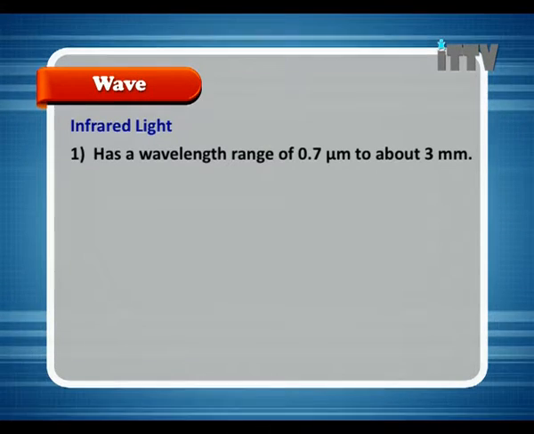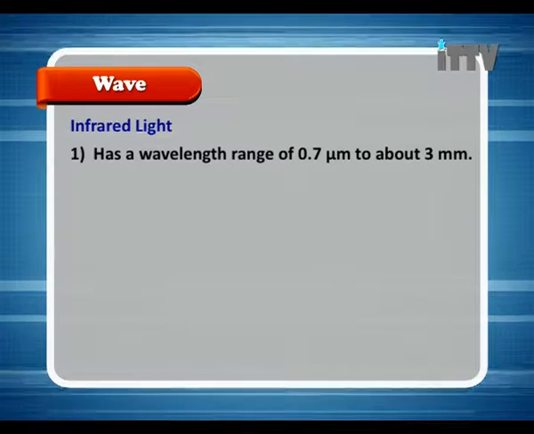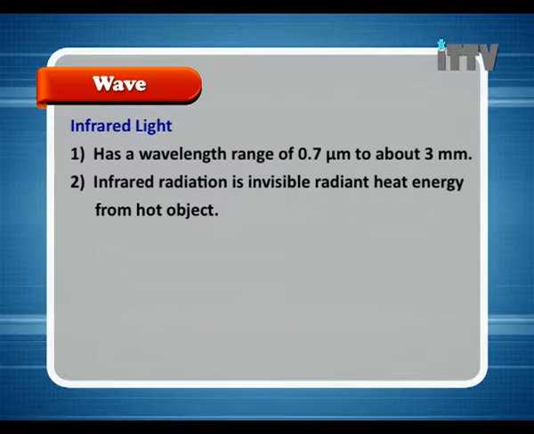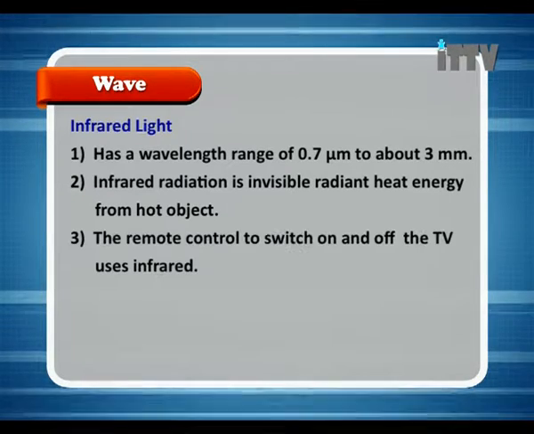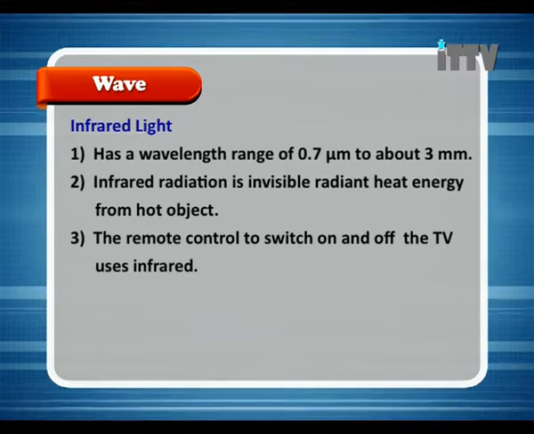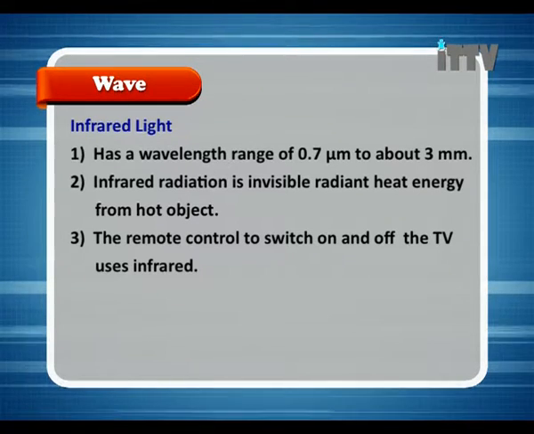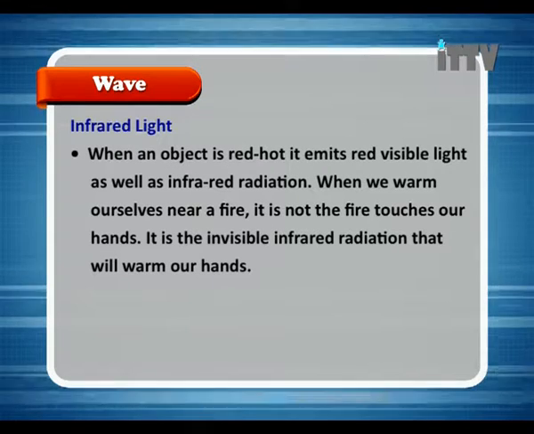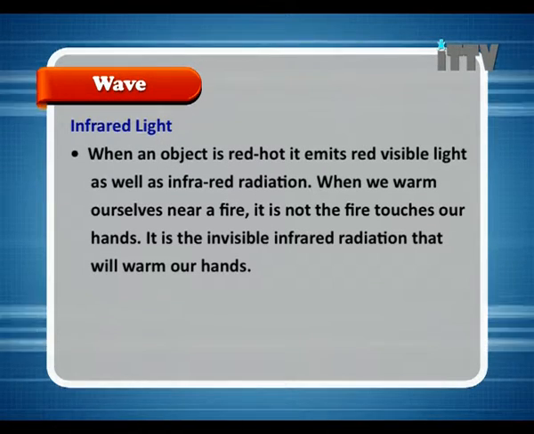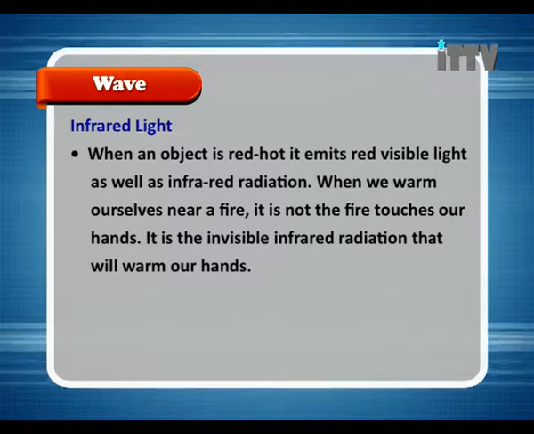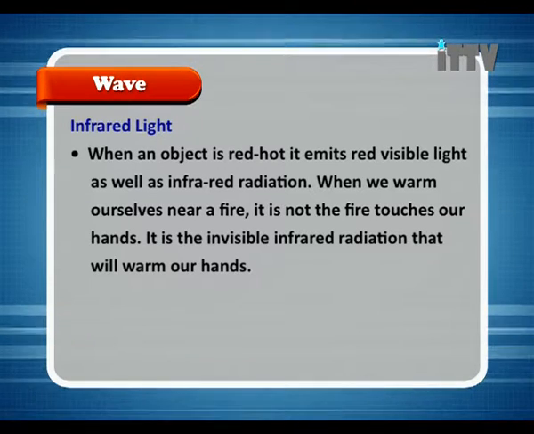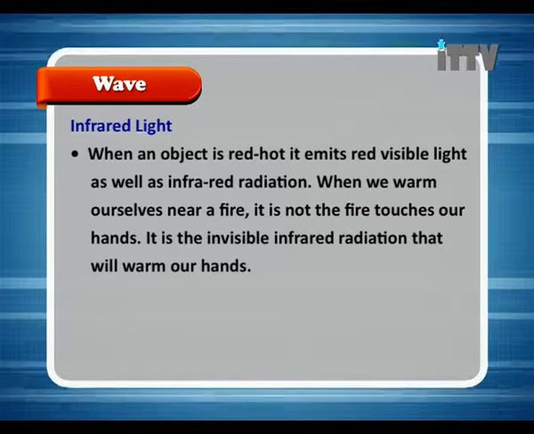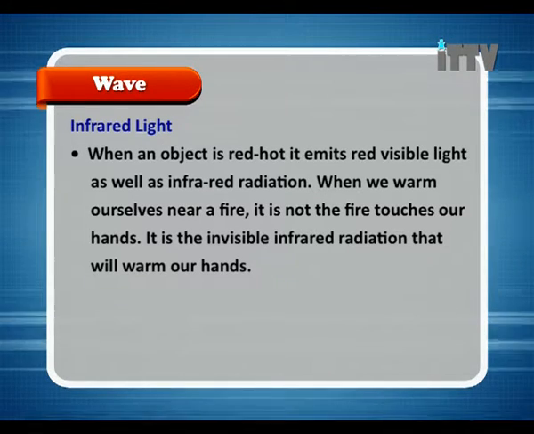Infrared light has a wavelength range of 0.7 micrometers to about 1 centimeter. Infrared radiation is invisible radiant heat energy from hot objects. The remote control to switch on and off the TV uses infrared. When an object is red hot, it emits red visible light as well as infrared radiation. When we warm ourselves near a fire, it is not the fire touching our hands. It is the invisible infrared radiation that will warm our hands.